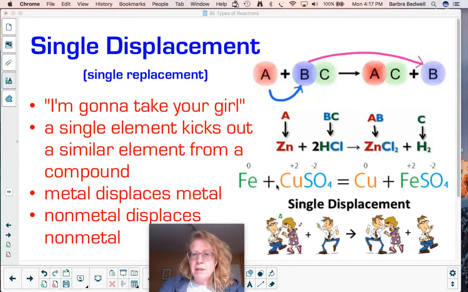Here you can see another example, where iron and copper are switching partners. The iron is going to displace copper and end up with sulfate. So we start off with iron by itself and copper with sulfate.